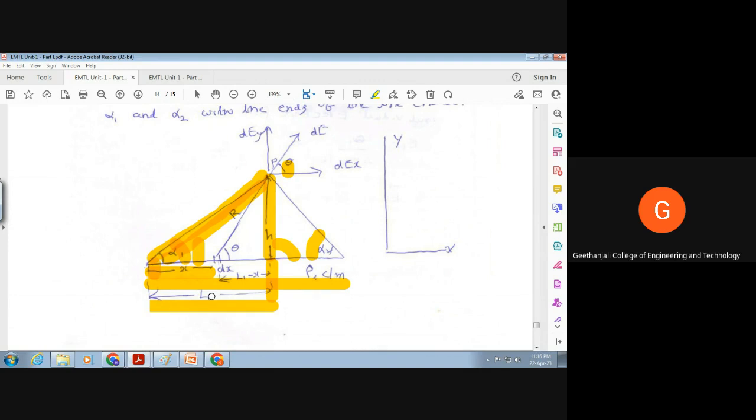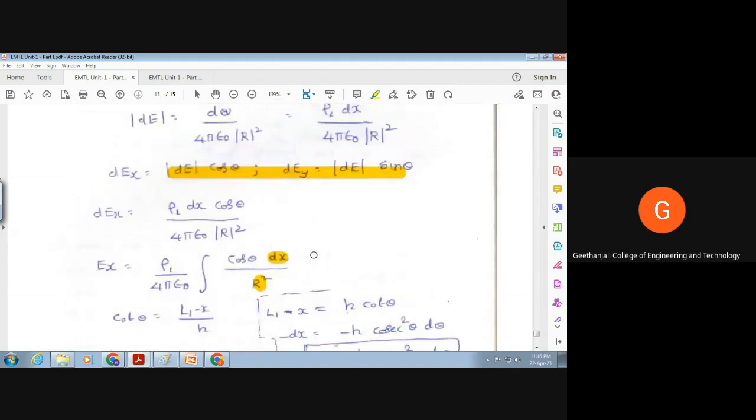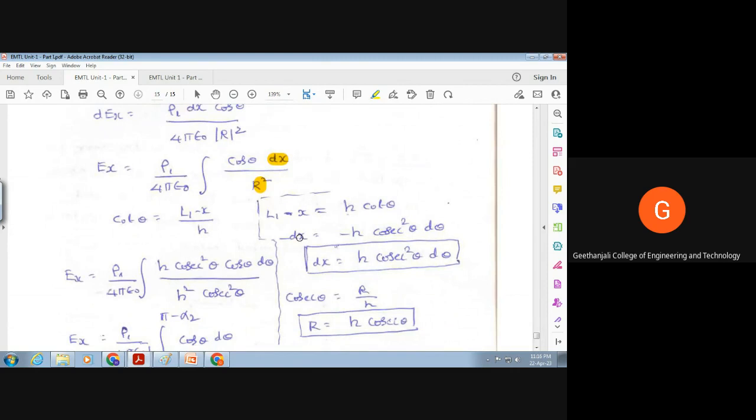Let that distance be L1. Once point P is fixed, L1 is also fixed. If this is L1 and this is X, then this distance is going to be L1 minus X. This angle is theta. So what is cot theta? Cot theta is equal to (L1 minus X) divided by H. So L1 minus X is equal to H cot theta.